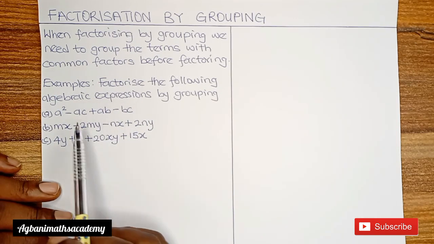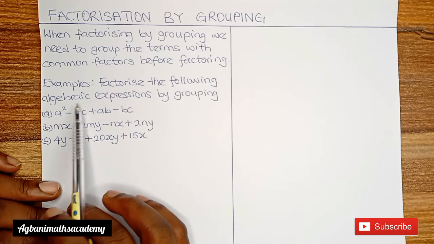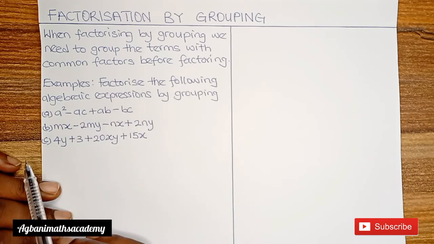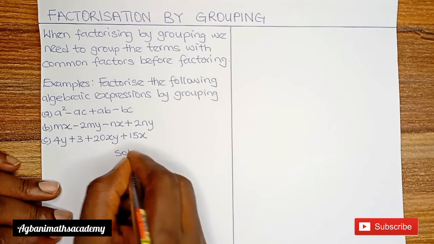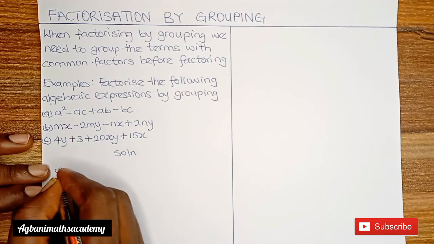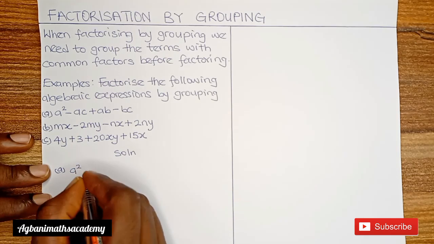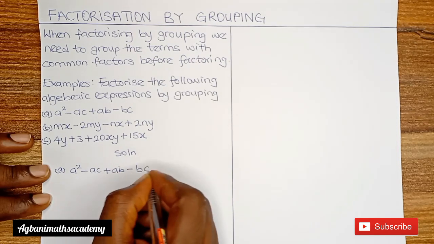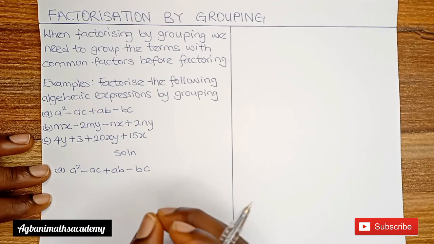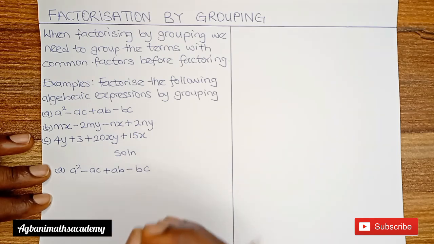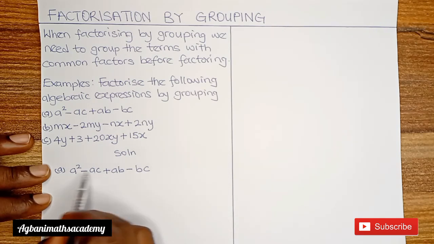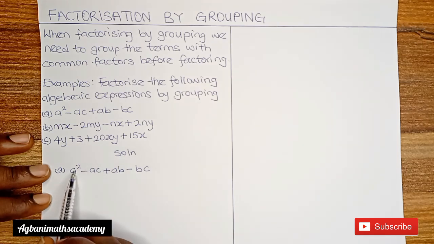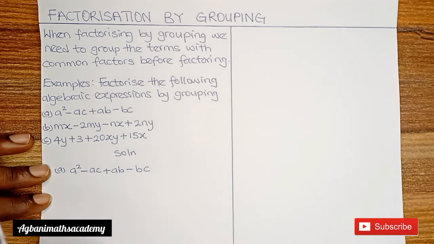So let's look at this example. We are told to factorize the following algebraic expression by grouping. A, solution. In the first example, we have a squared minus ac plus ab minus bc. What we are going to apply here is factorization by grouping. Remember, the first step is to check if the values we are to group together have common factors. So a squared and ac, do they have a common factor? The answer is yes. We have a here and we also have a here. So we can factorize them by grouping.